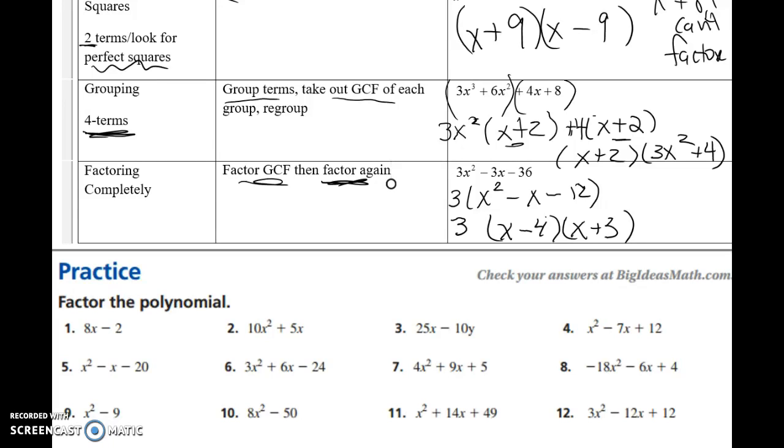Now that we've gone through each of the topics, the definitions, and the examples, try the practice problems at the bottom of the page.